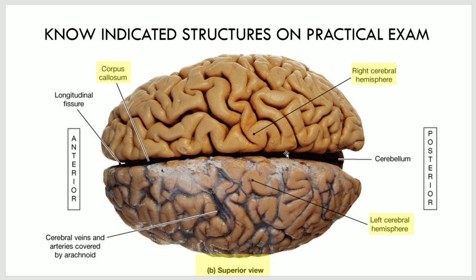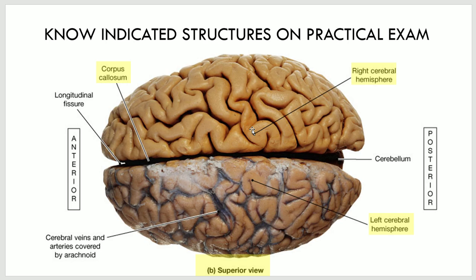At the base of the longitudinal fissure, you have something called the corpus callosum. So that is actually what connects the left and right side of the brain. That is called the corpus callosum. Then we have left and right cerebral hemispheres.